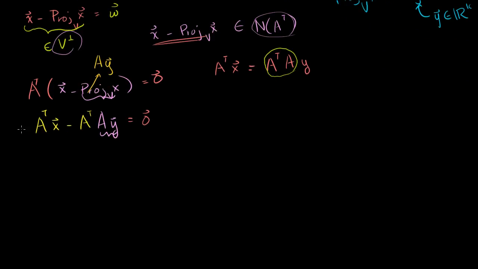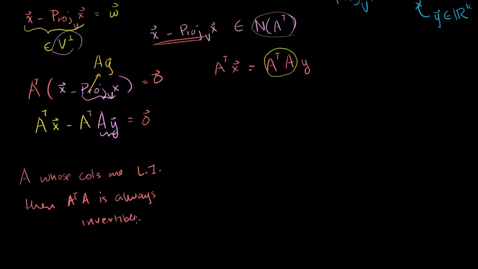Now, if you remember, 3 videos ago, I showed you that if I have a matrix A whose columns are linearly independent, then A transpose A is always invertible. The whole reason why I did that video is for this moment right here.